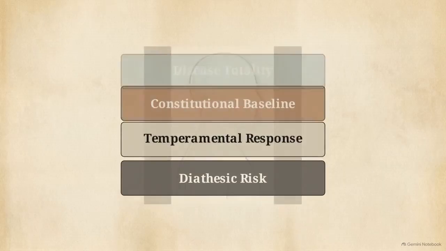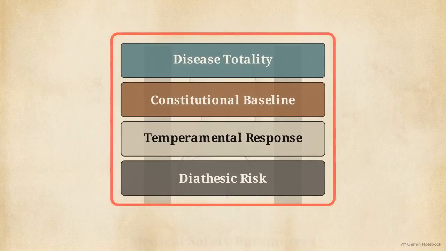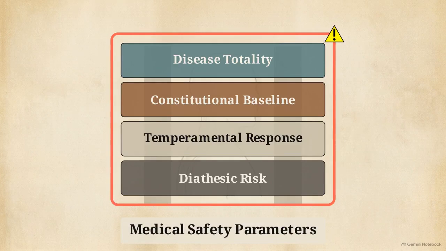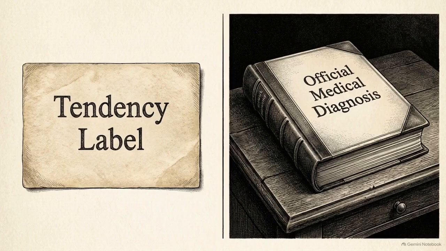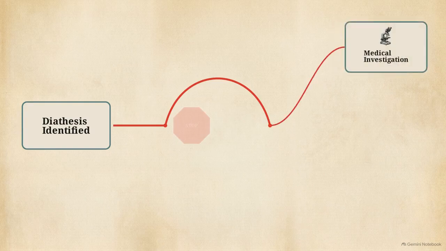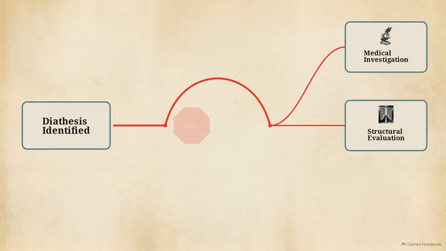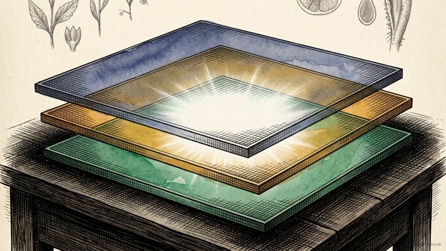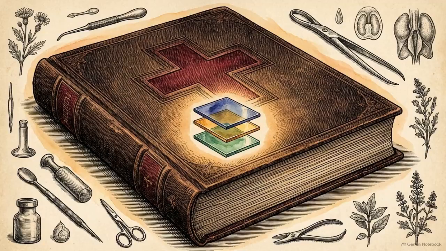This schematic highlights the safety boundaries of this homeopathic framework. The first parameter involves diagnostic limits. Classification labels describe tendencies only. They must never replace a conventional medical diagnosis. The second parameter addresses action. Identifying a diathesis must never be used as an excuse to delay necessary medical investigation, structural evaluation, or emergency referral. Integrating constitution, temperament, and diathesis strengthens your clinical reasoning, but only when these historical tools remain completely subordinate to the individual symptom totality and patient safety.